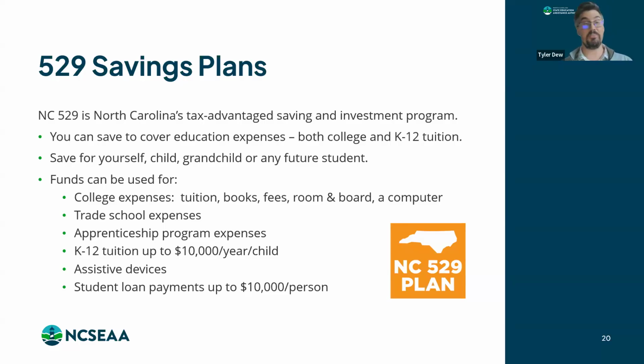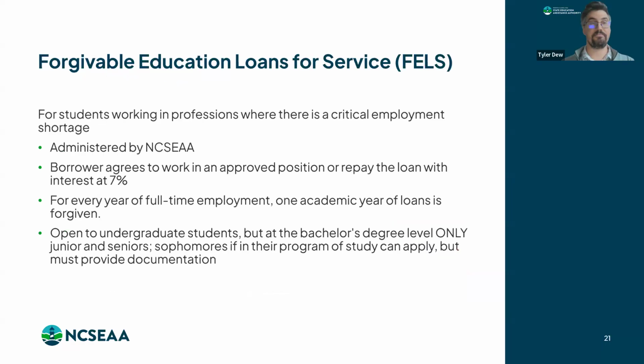These funds can be used for college expenses like tuition, books, fees, room and board, computers. It could be used for trade school expenses, apprenticeship programs, K through 12 tuition if you go to private school. So many different things like this. So this NC 529 savings plan is a great tool to help you save for more than just college as well. We also offer something called forgivable education loans for service.